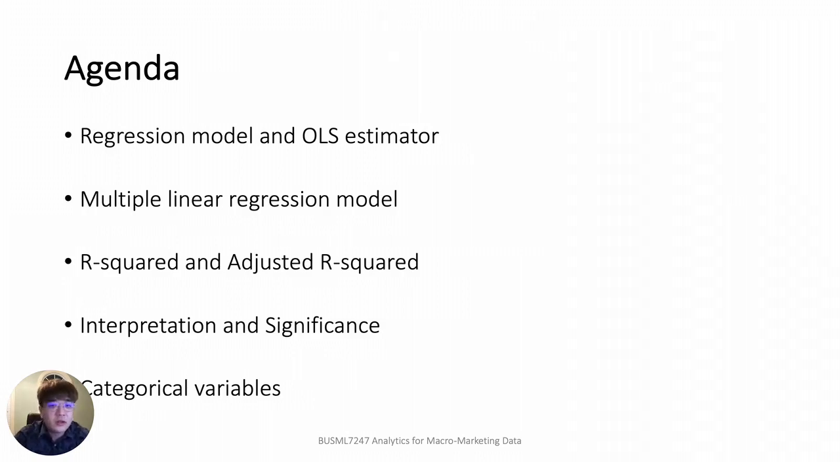In this lecture, I first briefly review linear regression models and the OLS estimator. This review includes the multiple linear regression model, R-squared and adjusted R-squared, how to interpret the estimate, how to determine the significance of the estimate, and how to deal with a categorical variable as a predictor.